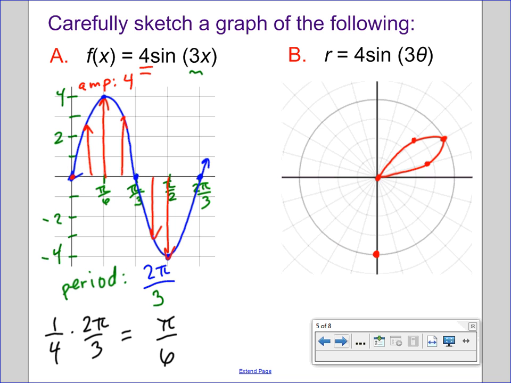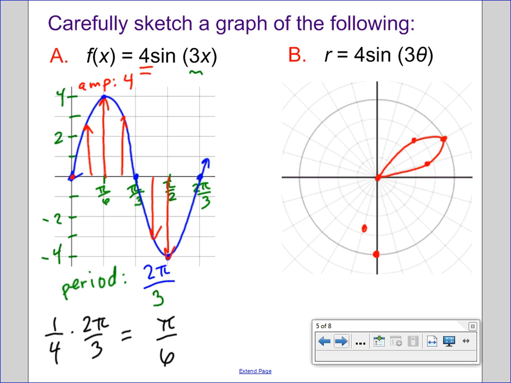5 pi over 12? So 4 pi over 12 is here, 5 pi over 12. 3 times 5 pi over 12 will be 5 pi over 4. The sine of 5 pi over 4 is negative root 2 over 2. And that's negative 0.7 times 4 is negative 2.8. Can we go in the 5 pi over 12 direction? We're going to go negative 2.8. We can do that. 1, 2.8. How's that?